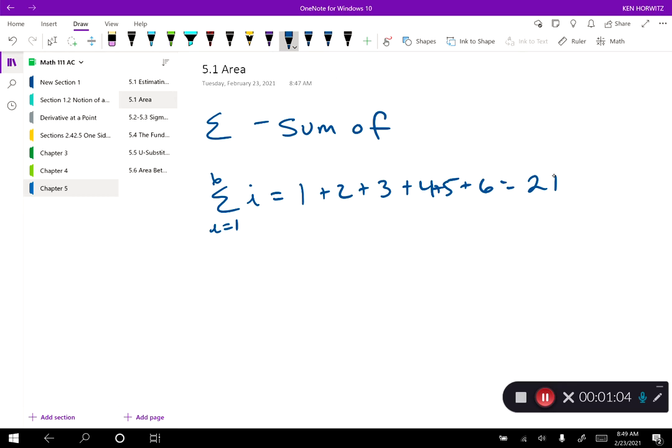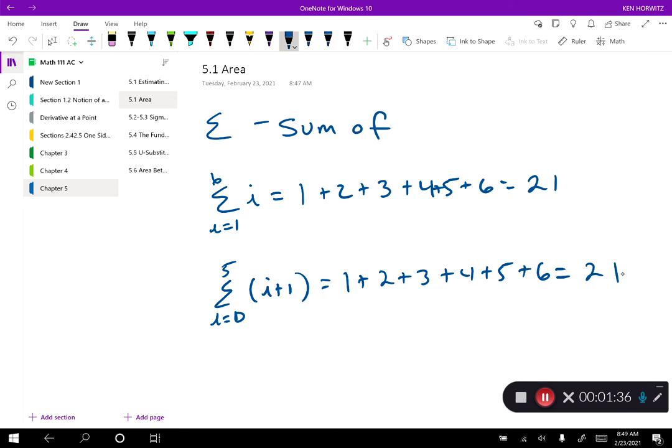Now this process can be as simple as just plain old i, or it can be more complicated. So we can start our process at 0. 0 plus 1 is 1, so I get a 1. 1 plus 1 is 2. Then 3, then 4, then 5, then 6, and I still get 21.